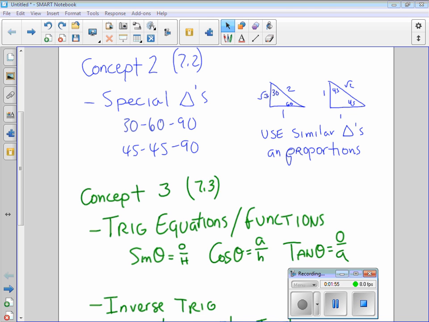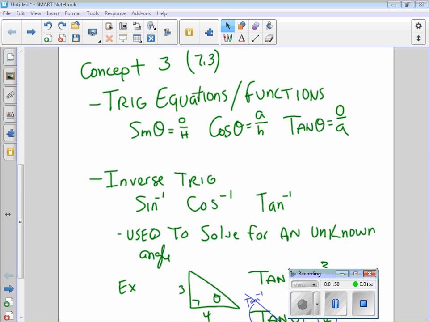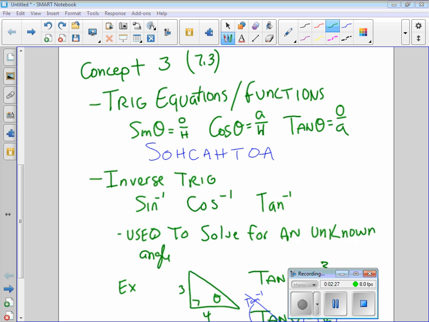Concept number 3, 7.3, was trig equations and functions. We had those basic trig functions, and I showed you a way to help you remember them: a Native American girl by the name of Sokotoa. Those are typically the equations we'd use if we were given an angle and a side, and we wanted to go find another side. That would have been the equations that we'd use.